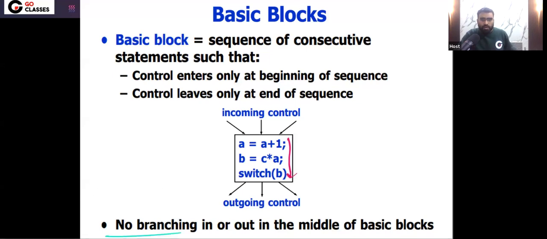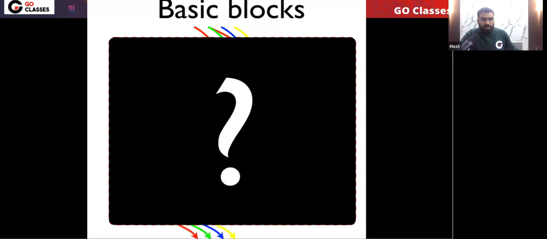So no branching in or out in the middle of the basic block. You cannot jump into the middle, and you cannot jump out of the middle. So remember this diagram. You can come from many different sides. Multiple incoming edges can be there, multiple outgoing edges can be there. But remember, inside the basic block, there is a fixed sequence, there is a fixed flow.